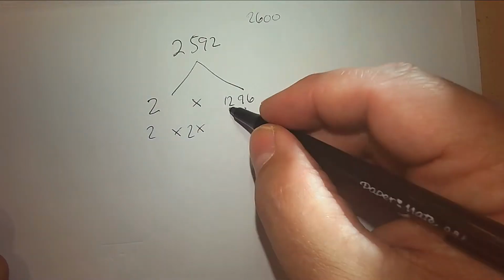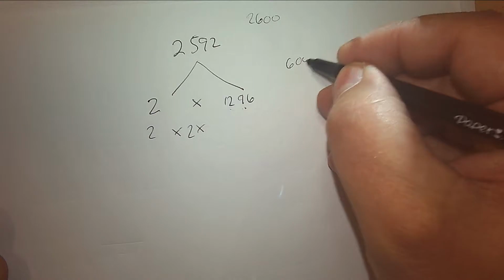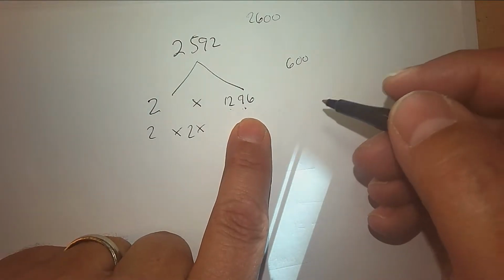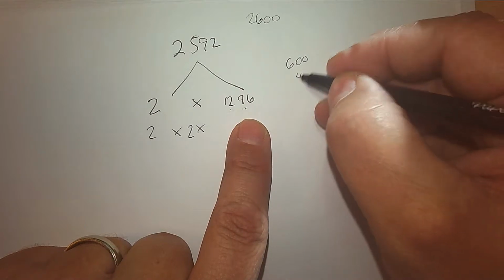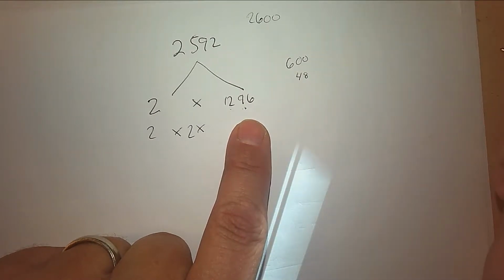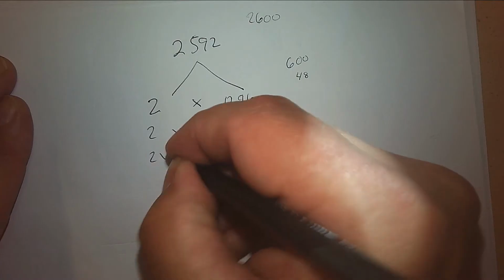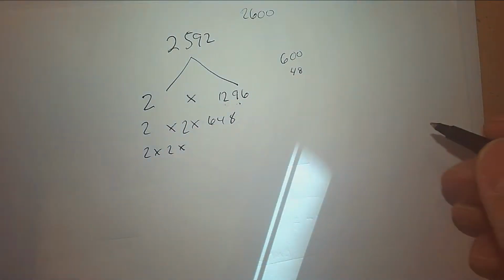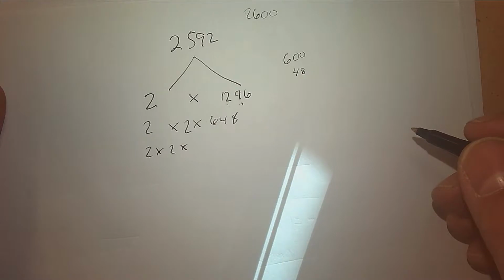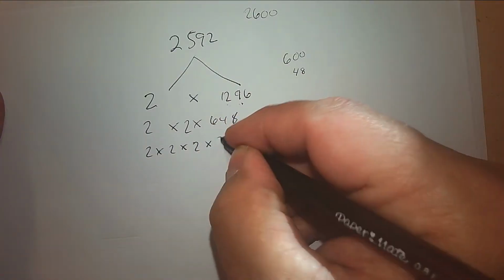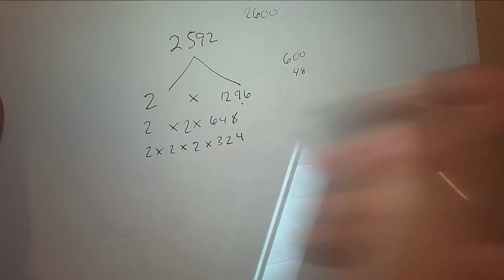So half of 1200 is what? Half of 1200 is... half of 96? So, put it together. We're almost there. We're getting easier numbers. What's half of 648? What's half of 6? 3. What's half of 4? What's half of 8, right? Is it getting easier?